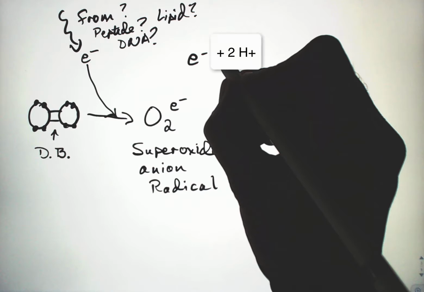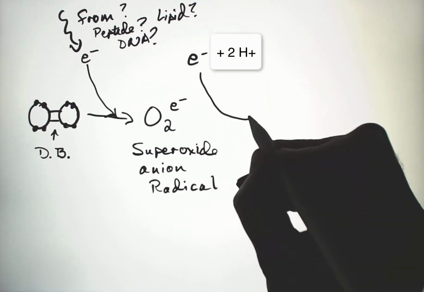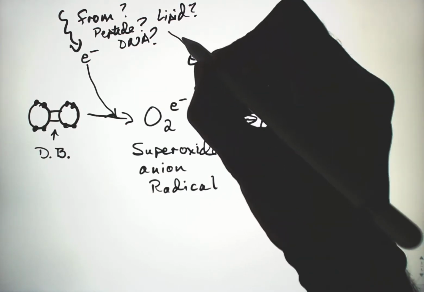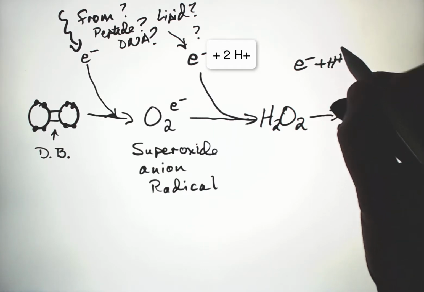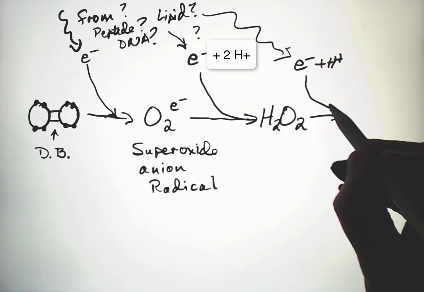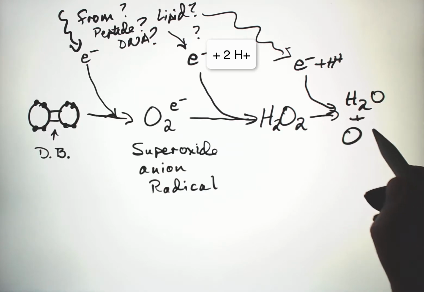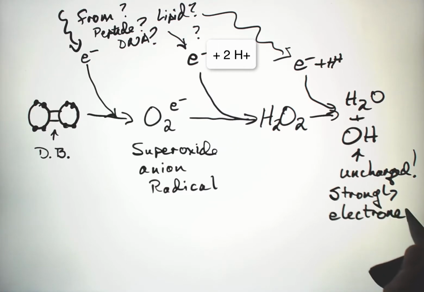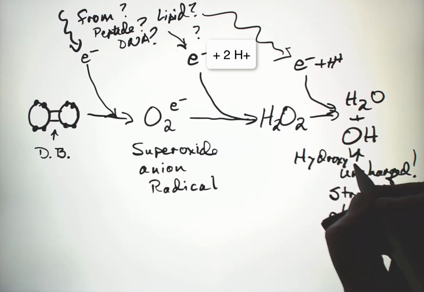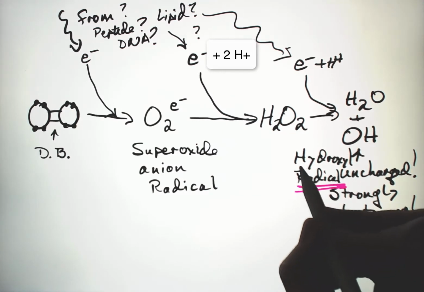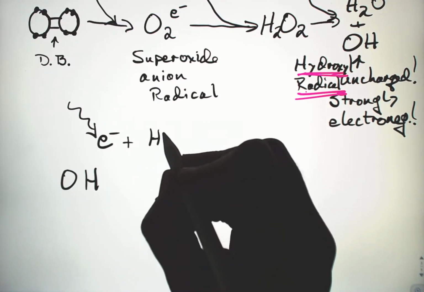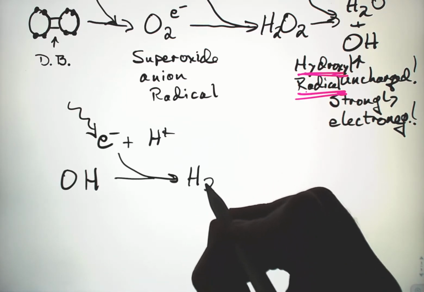With an additional electron and 2 hydrogens, which the superoxide anion radical can pick up, it becomes hydrogen peroxide. Again, it needs an electron from somewhere to do that. Another electron and hydrogen, and it becomes a water and an OH uncharged. That's strongly electronegative. It's very likely to attract a new electron. And that OH uncharged is a hydroxyl radical, which can attract another electron and hydrogen to become water, finally something safe.